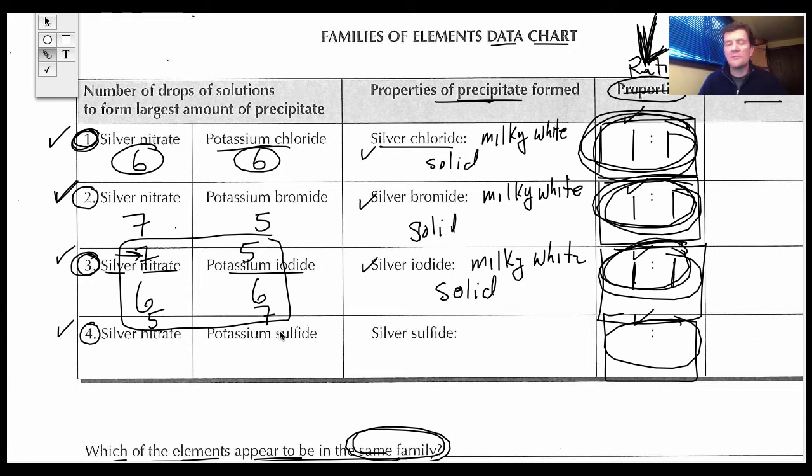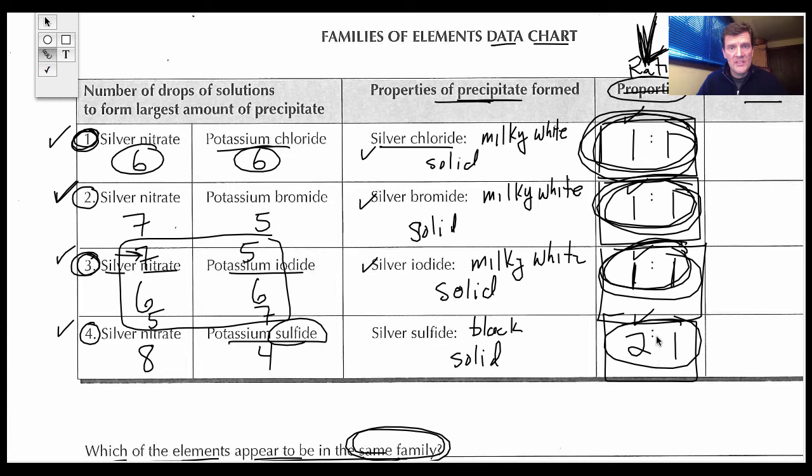Now the silver nitrate with the potassium sulfide is a little bit different. That should have combined in a different ratio, about an 8-to-4 ratio, because there are a total of 12 drops in all of these. So that is definitely different. And you should have noticed that it produced a black precipitate, not a milky white. It's a black solid that is formed. So this ratio is closer to a 2-to-1 ratio.